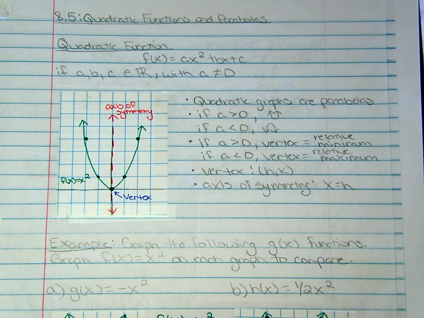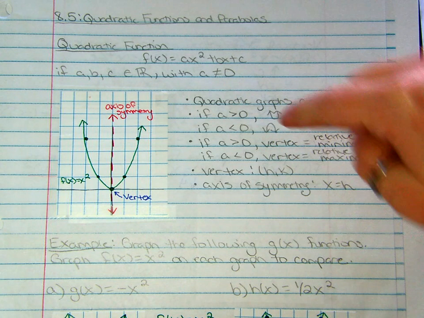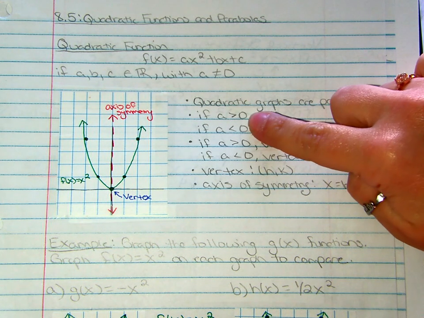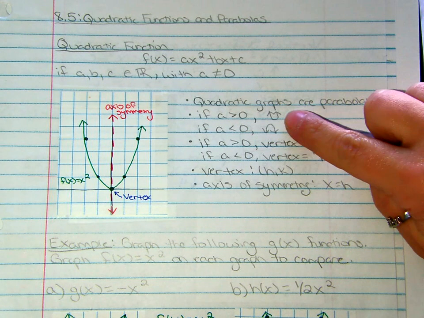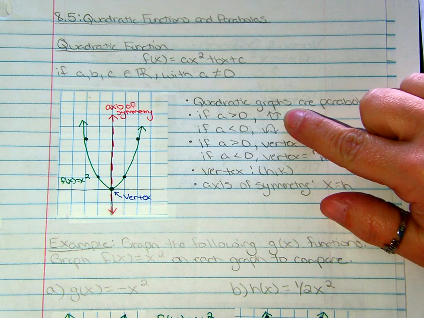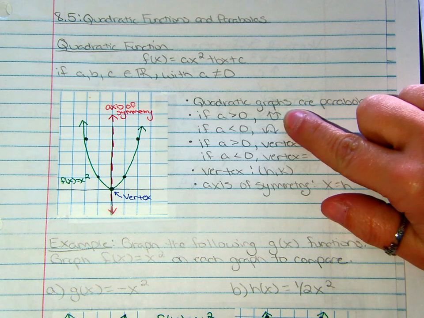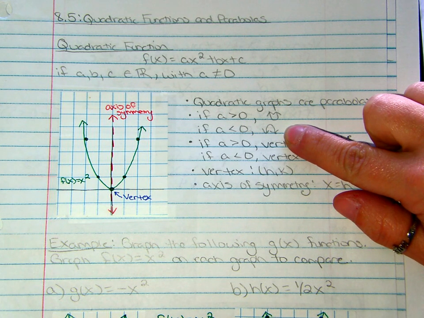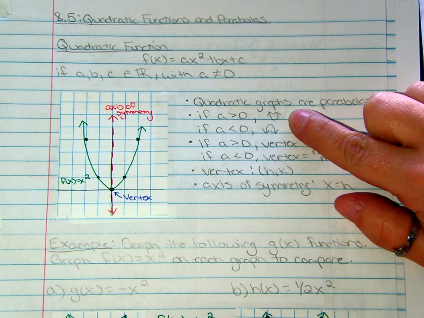So quadratic graphs are parabolas. That just means it's shaped like a U. If the A in our equation is greater than 0, so it's positive, whatever it may be, then our U or our parabola will open upwards. And that's a really nice thing to be able to note straight off the bat. If your A is negative, so less than 0, then your parabola will open down. When it comes to graphing these, which we're going to do a lot of today, these are the first things I always look for. Which way is my U going? Is it up or down?